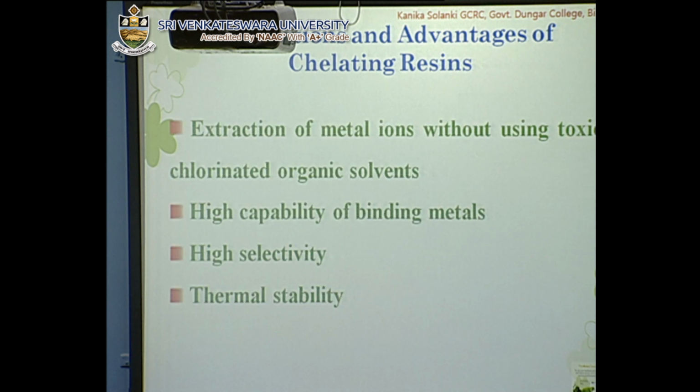Application and advantage of chelating resins: extraction of metal ions without using toxic chlorinated organic solvent, high capability of binding metals, high selectivity, thermal stability. Disadvantage of chelating resins and the need of green resins: methods of preparation of almost all involve the use of toxic solvents. The synthesis procedure is tedious and time consuming, for example, the preparation of immobilized silica requires 72 hours. These methods are very expensive and in many cases regeneration is not possible.